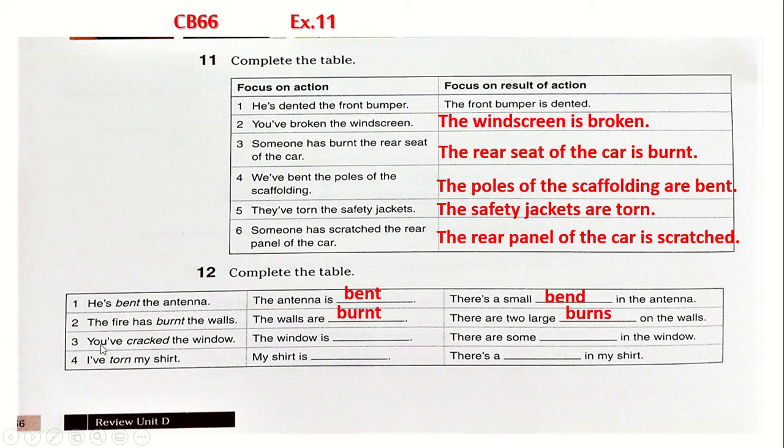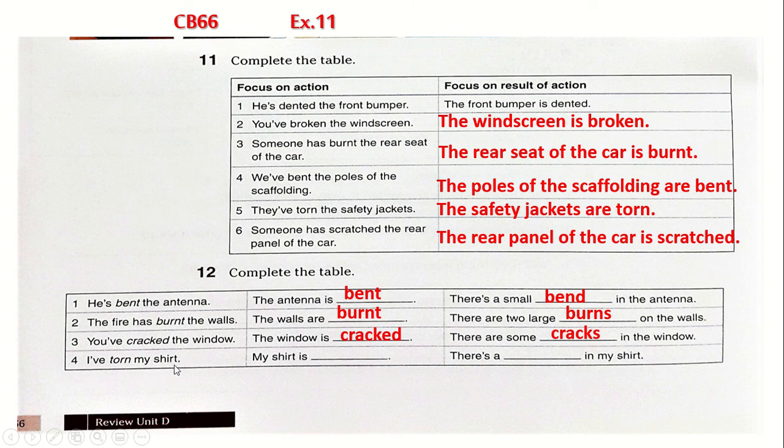Number 3, you've cracked the window. So the window is, we need the past participle of cracked is cracked. So there are يوجد some بعض cracks تشققات التشققات in the window. The window is cracked مشققة. There are some cracks يوجد بعض الشقوق.